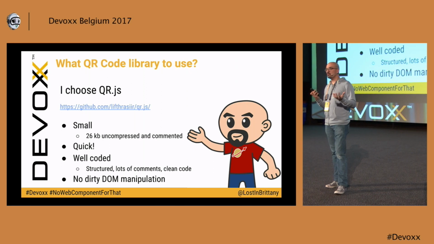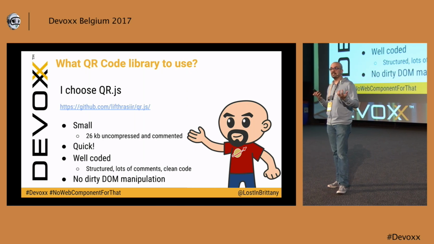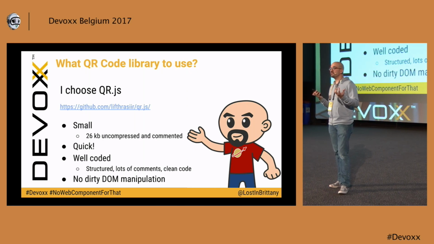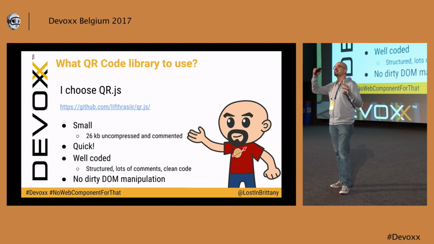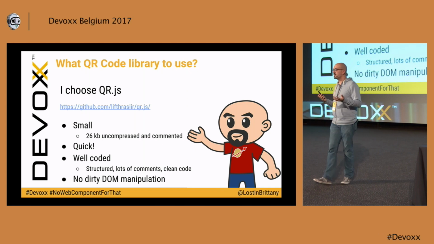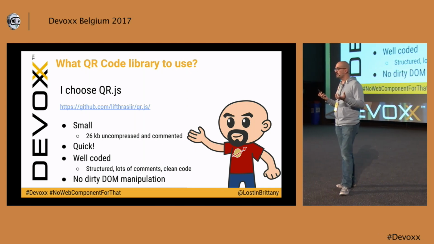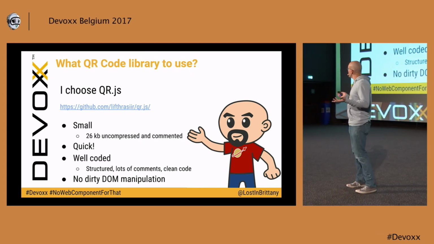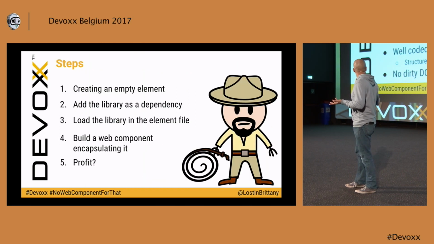Because with web components, you are working with the shadow DOM. Most libraries that manipulate the DOM tree directly suppose that every element of the DOM tree is a descendant of the document, so they can do document query element by ID, and it doesn't work in a shadow DOM world. So this one seemed good, and it was good.